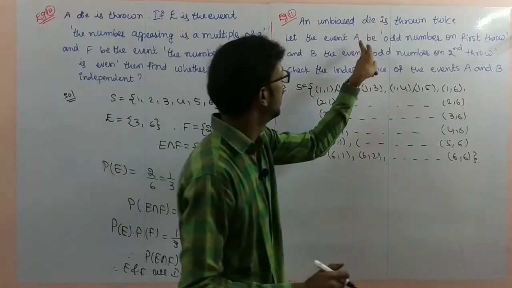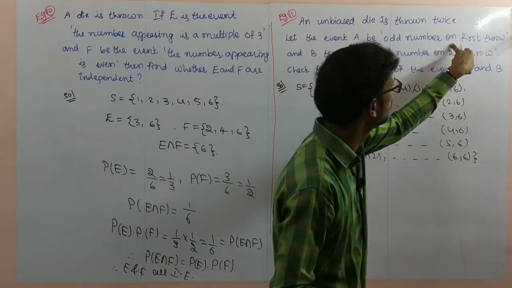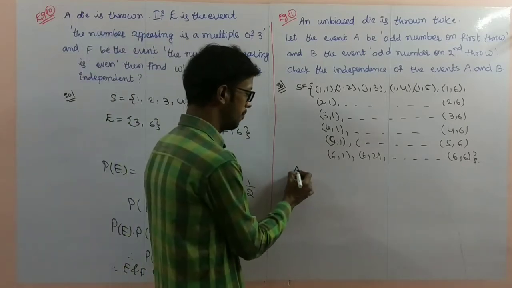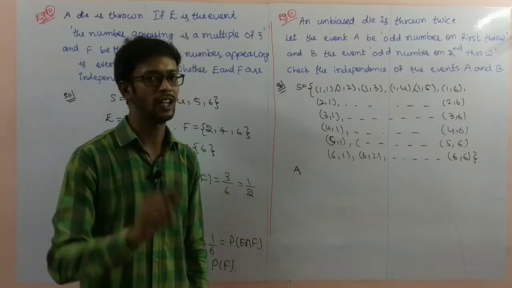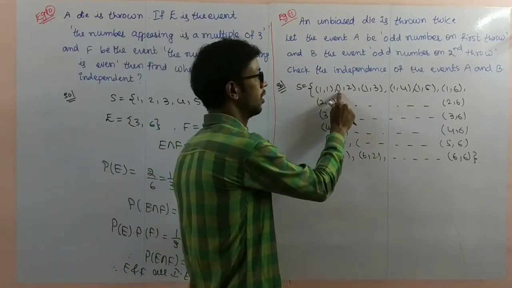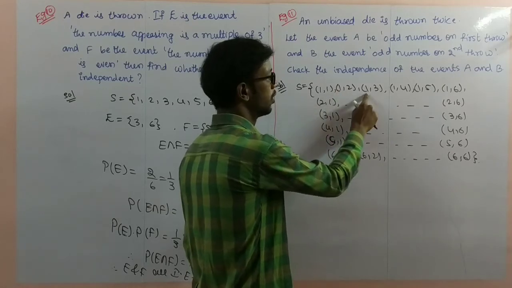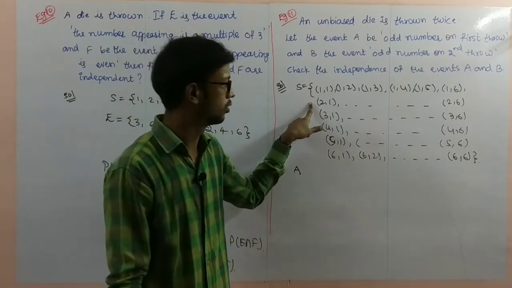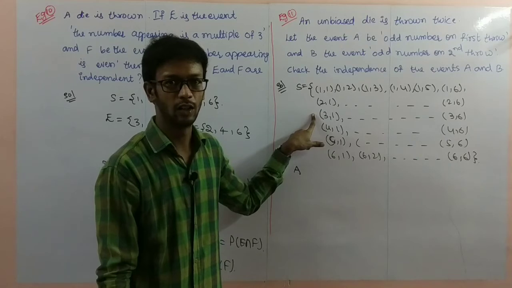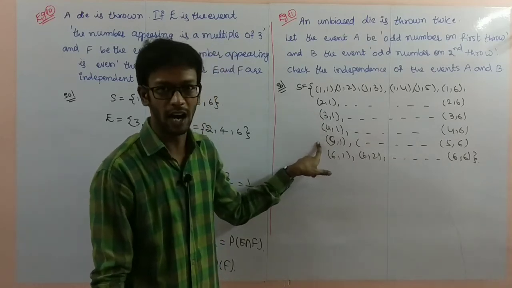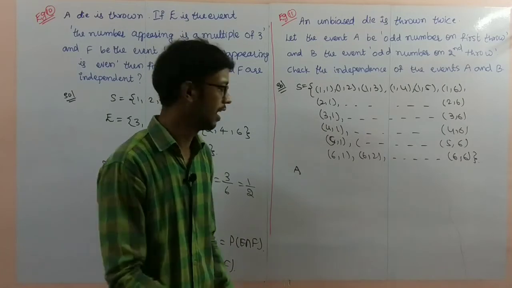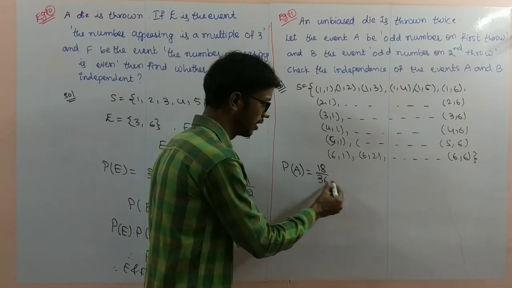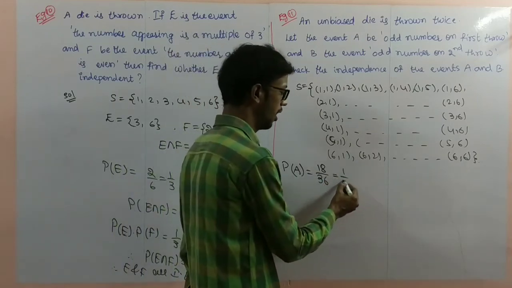Next, let A be the event: odd number on the first throw, only the first throw. So 1, 2, 3, 4, 5, 6. The even numbers on the first throw we don't need. 6 plus 6 is 12, plus, since 5 is also an odd number, 6 plus 6 plus 6, 18. So probability of A, directly I am writing, 18 by 36. 18 by 36 is nothing but 1 by 2.